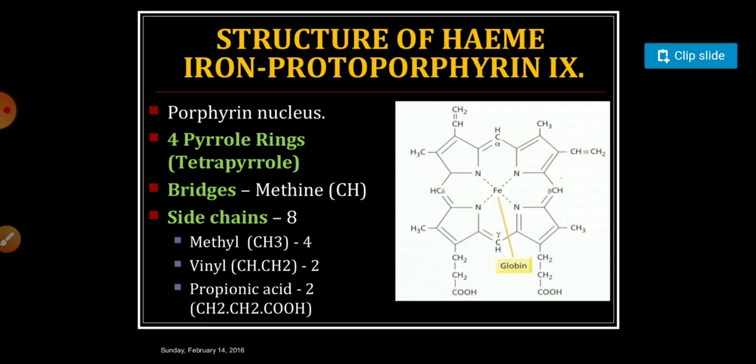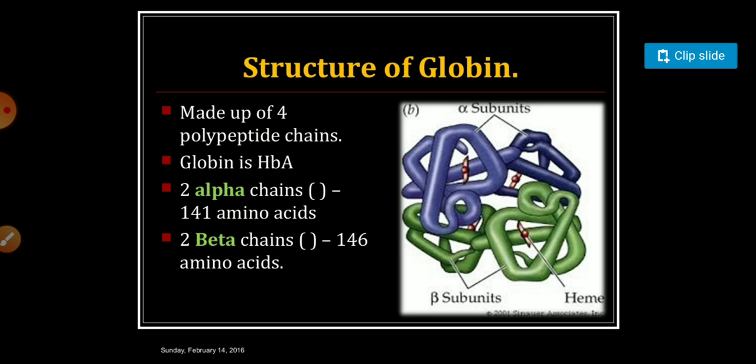This porphyrin nucleus has 4 pyrrole rings connected by bridge bonds like methane, which is CH, and 8 side chains are available, in which 4 are methyl groups, 2 are vinyl, and 2 are propanoic acids. So this is the structure of the globin, which is present in protein form.